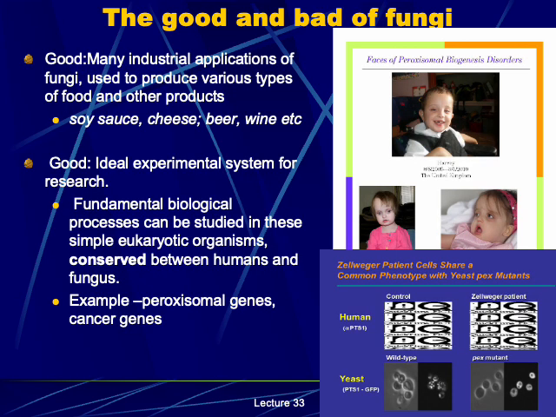So what they have found out is interesting. They've learned a lot about peroxisomal genes, those involved in Zellweger syndrome in humans, by studying how peroxisomes work in yeasts. So you can see it's a very strong system for research and understanding. It's a lot easier to work on yeast cells than on human cells, but what you learn in yeast cells, you can apply to human cells. Also, yeasts don't have cancers, but you can study growth control genes in yeasts and molds, and again learn about how they work in human beings.